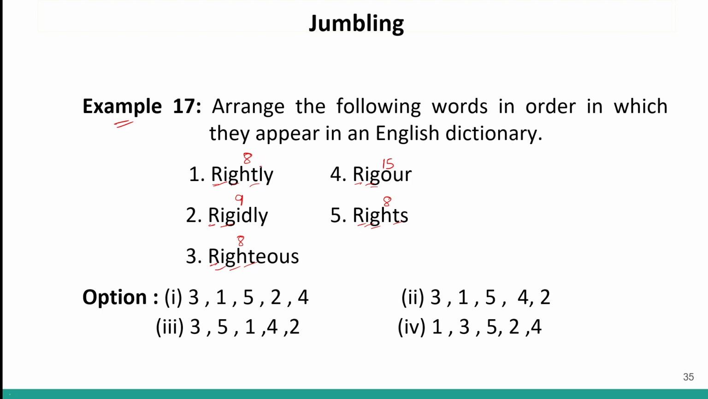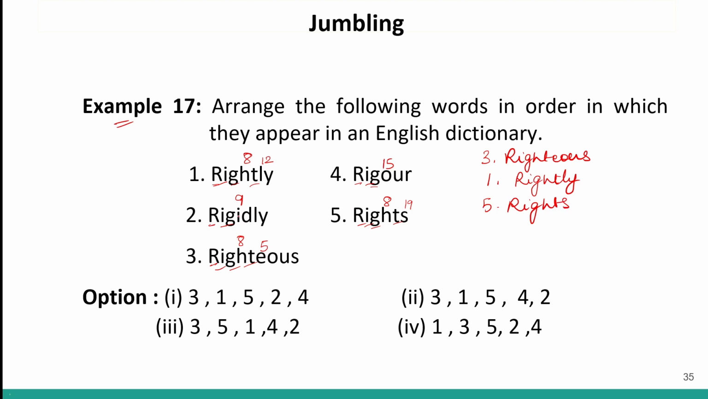Over here we have L. L is which position? 12. Then E is position 5. Then S is position how much? 19. So this will come first. So the first word will be righteous. Righteous. Then the next word will be this one, rightly. Then the next word will be this one, which is rights.